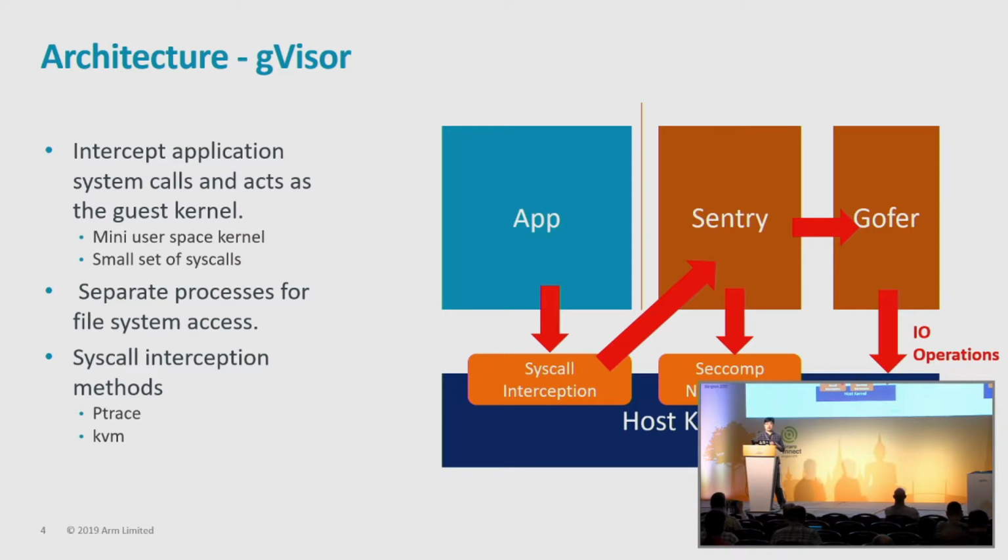gVisor container can provide a strong isolation boundary by intercepting application syscalls and acting as a guest user space kernel. But the cost is, obviously, that intercepting syscalls needs more computing resources. It means the more syscalls are called, the more computing resources are needed. Therefore, the performance of intercepting is a big issue for gVisor.